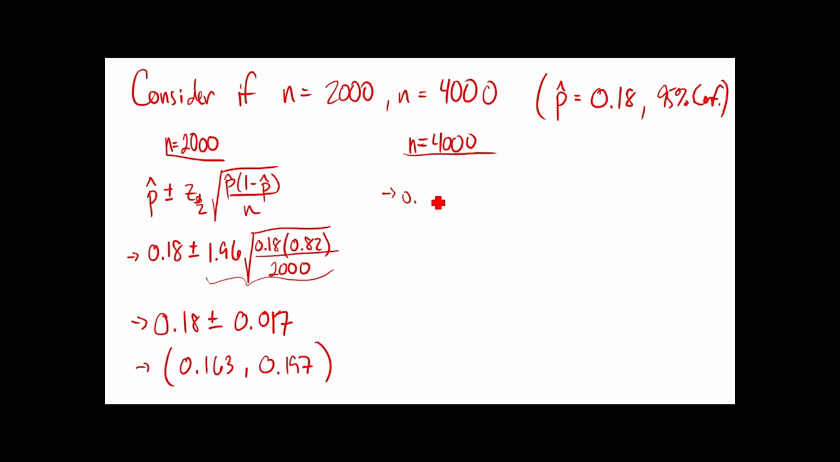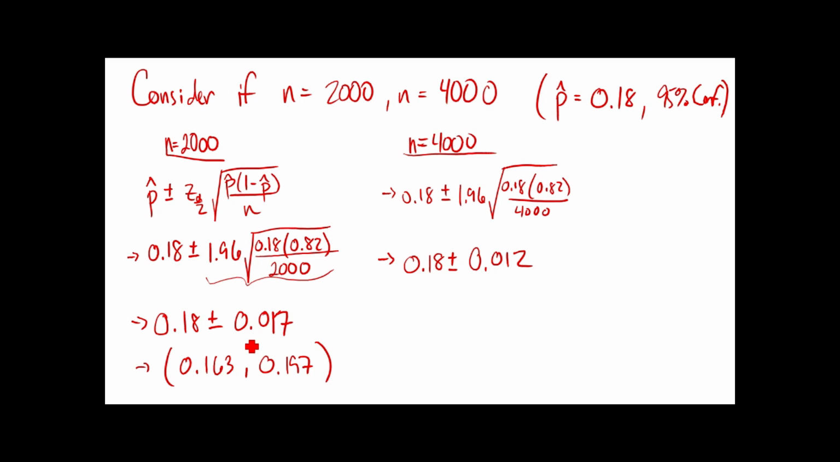So plug it into the formula. Assume we still got 18%. We're still doing 95% confidence. The only thing that's going to change is our sample size downstairs, right? So now it's going to be 4,000 instead of 2,000. All right. So take a couple seconds and see what you get from that. Do 0.18 times 0.82 divided by 4,000, square root that, and multiply by 1.96. 0.012.